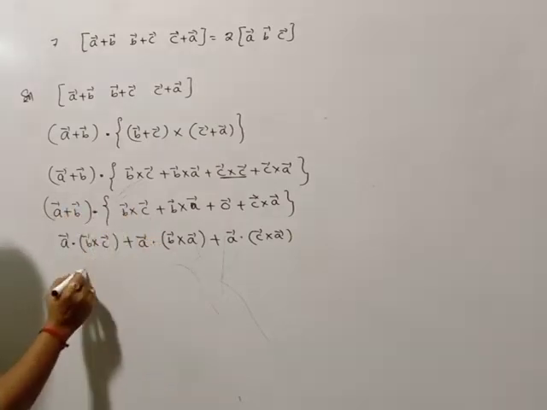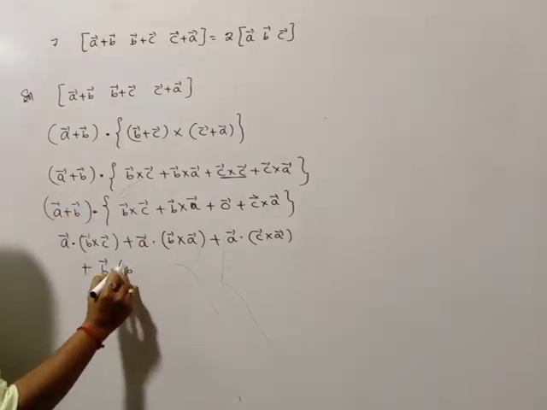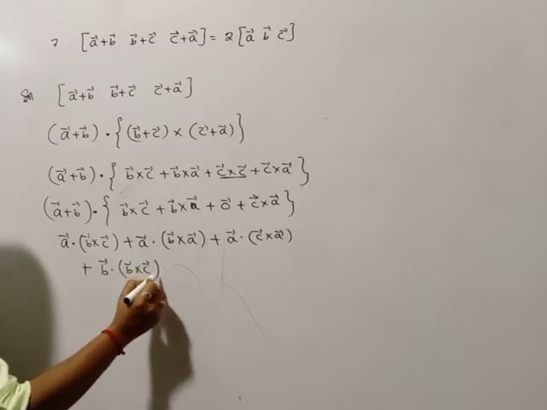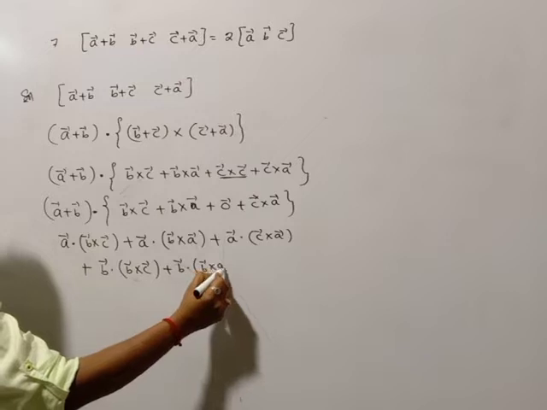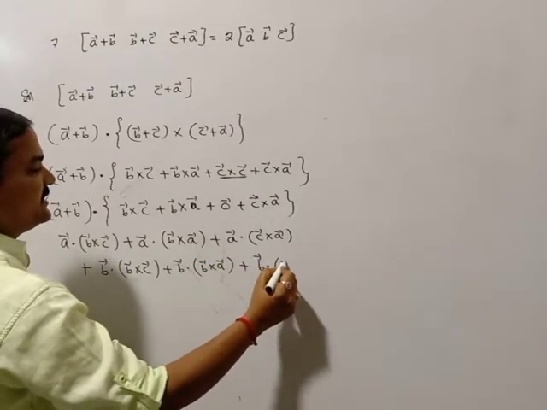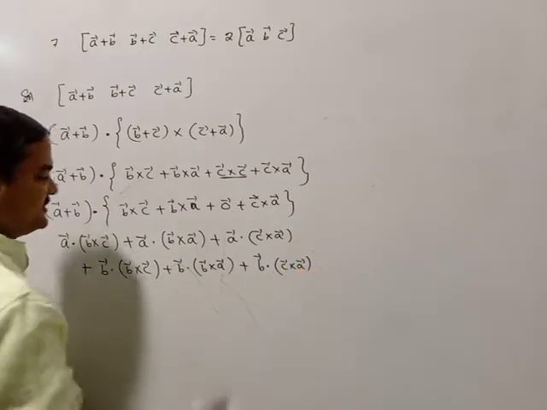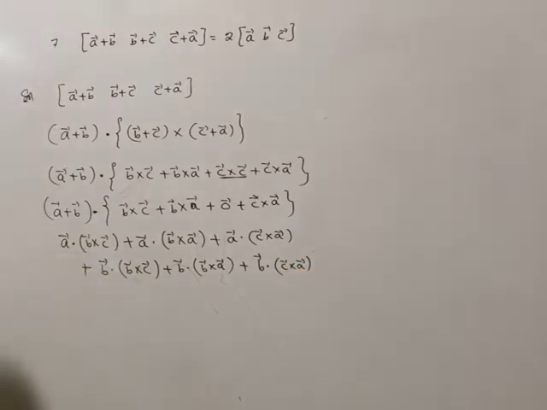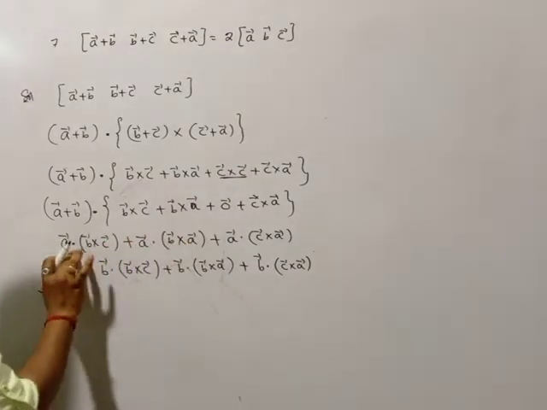This is with A bar. Plus with B bar: B bar dot B bar cross C bar plus B bar dot B bar cross A bar plus B bar dot C bar cross A bar. In total 6 terms will be covered. You know that this is the box of this one.